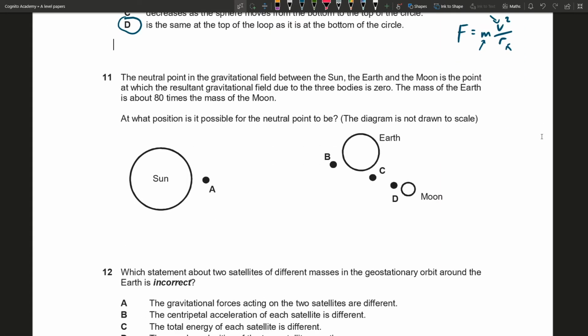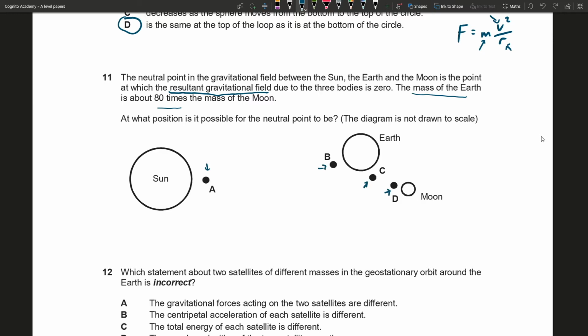Question 11. We are told that the neutral point in the gravitational field between the Sun, the Earth and the Moon is the point at which the resultant gravitational field due to the three bodies is 0. That doesn't mean that there isn't any gravitational force on the object by the three bodies. It just means that the resultant of the gravitational forces is 0. We're told the mass of the Earth is about 80 times the mass of the Moon, and we're asked which position it's possible for the neutral point to be, given positions A, B, C and D in the picture.